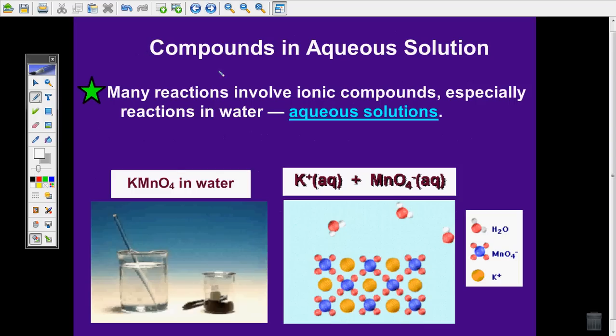Alright, compounds in aqueous solution. Remember we have the states of matter in our reactions, and there's that little AQ. All that means is it's dissolved in water. Your solvent is always water in an aqueous solution.